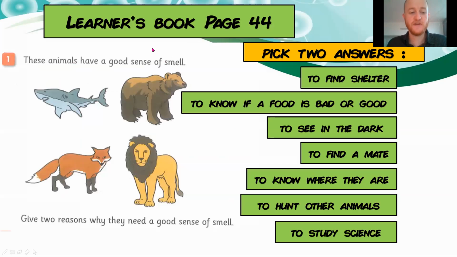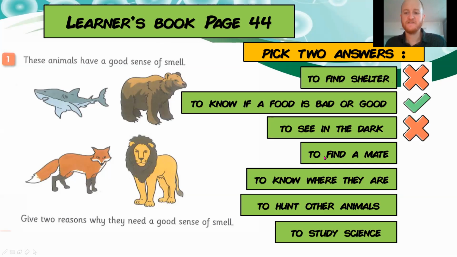Question from the learner's book now. I ask you to pick 2 answers. Why do they need a good sense of smell? Well, to find a shelter, that's not very true. To know if a food is good or bad, that is actually true. To see in the dark, they don't really use this. To find a mate, that is also true. To know where they are, no. To hunt other animals, that is true. And to study science, that is not true, of course. So you had 3 possible answers. You can pick 2 and correct them here.